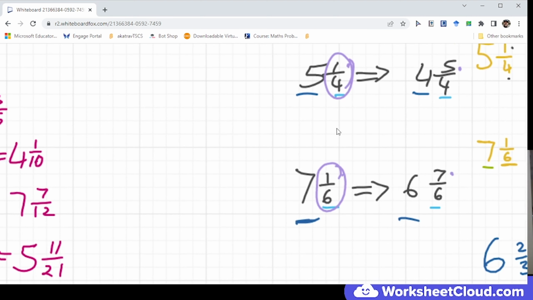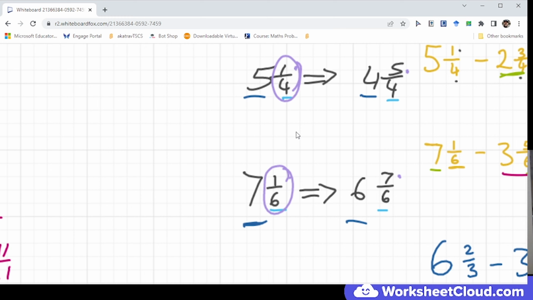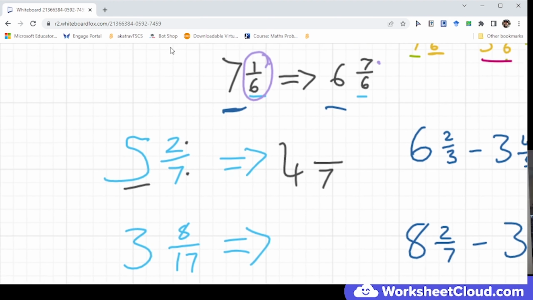So if we move over just a little bit more to this side, trying not to overlap. If we had, let's pick 5 and 2 over 7, or 3 and 8 over 17, doesn't matter what they are. How are we going to go about making those into what we need? Well, I'm going to do them one after the other. This one is going to become 4. Denominator is not going to change. And to get the numerator, I add those two together. 7 plus 2. Oh, move down.